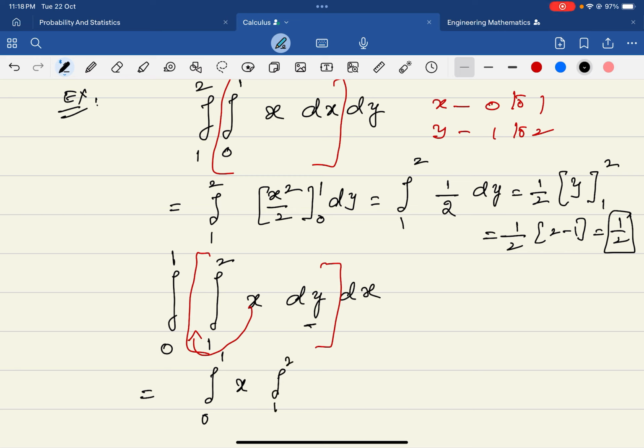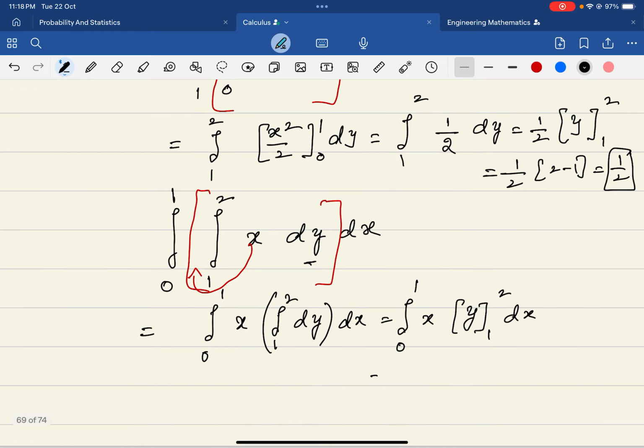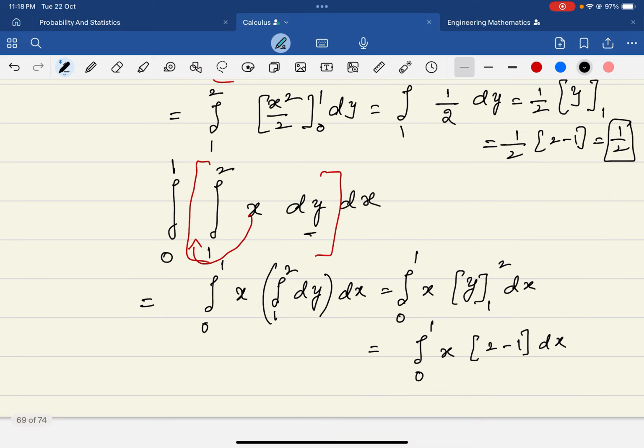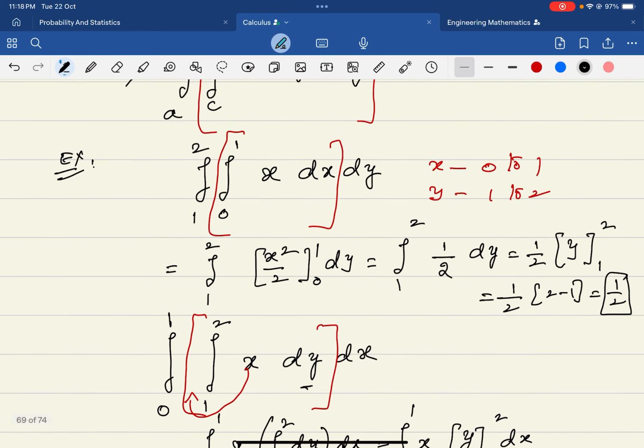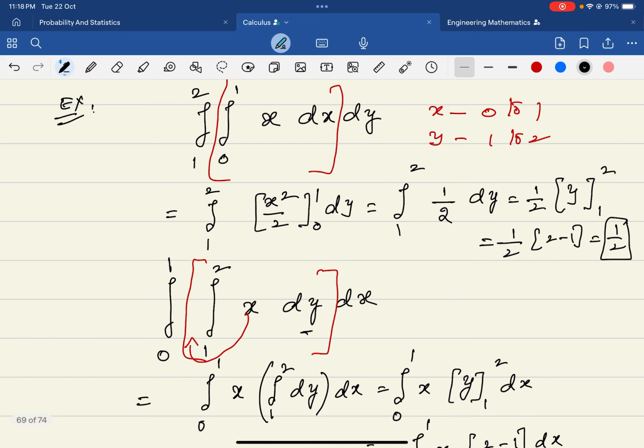and integral 1 to 2 dy dx, right? Now that gives you integral 0 to 1 x times of integral dy is y within the limits 1 to 2 dx. Now what does this give you? That is integral 0 to 1 x times of upper limit minus lower limit dx, and now that is 1 dx, which is nothing but x square by 2 within the limit 0 to 1, and the value is 1 by 2 only.